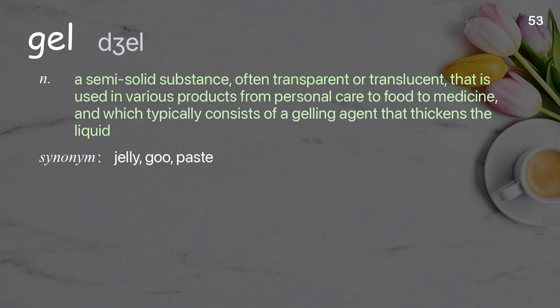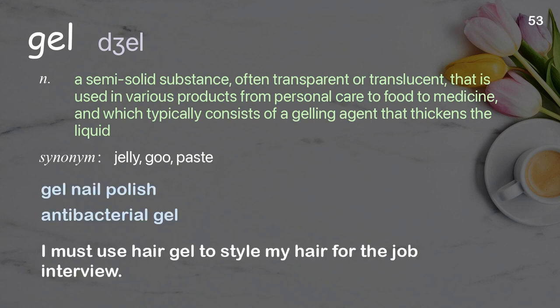Gel: a semi-solid substance, often transparent or translucent, that is used in various products from personal care to food to medicine, and which typically consists of a gelling agent that thickens the liquid. Examples: gel nail polish. Antibacterial gel. I must use hair gel to style my hair for the job interview.